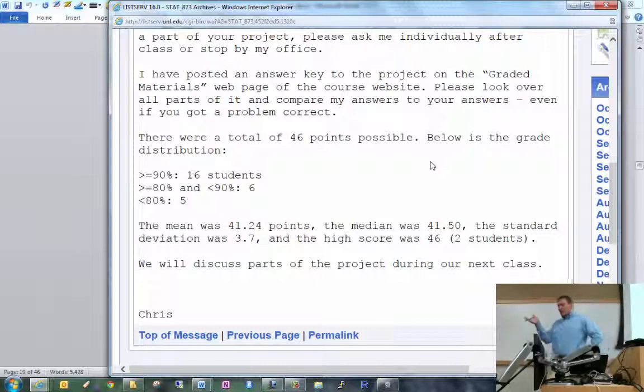Some of the commonly missed problems were, for example, most of you chose 4 principal components. On my answer key, I said 3 is justifiable. 4 might be a little bit better. I said 3 or 4, but most of you chose 4 principal components.